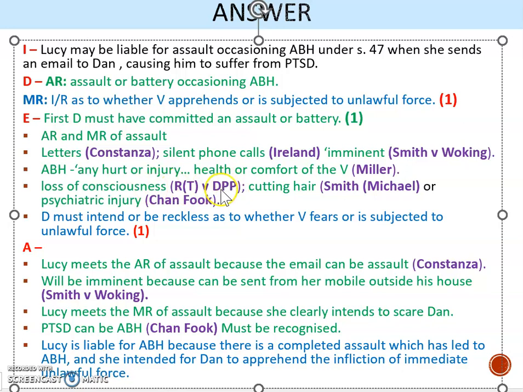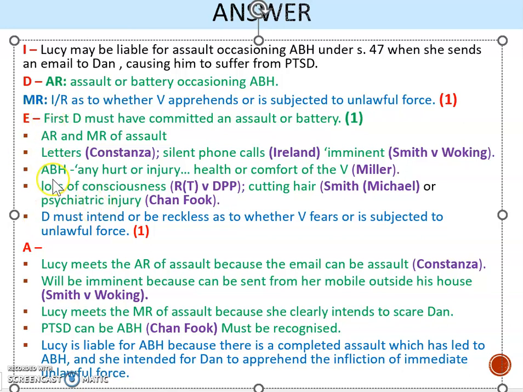So various cases have shown different things. So loss of consciousness, even momentarily, can be ABH. Cutting somebody's hair, psychiatric injury, Chan-Fook. Now, for our particular scenario, PTSD, hopefully Chan-Fook sprang to mind because we've potentially got that psychiatric injury there.